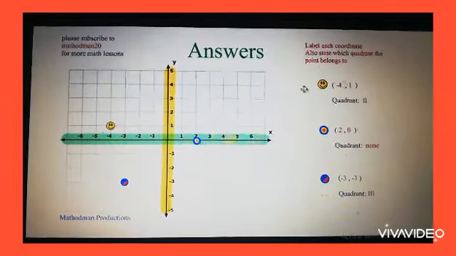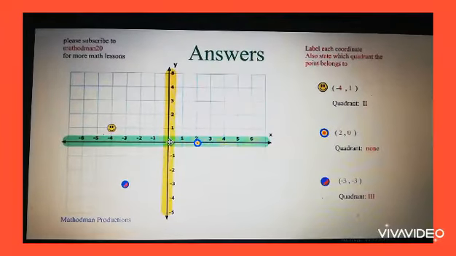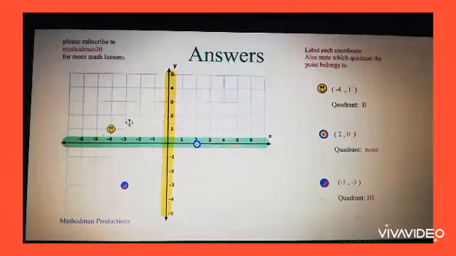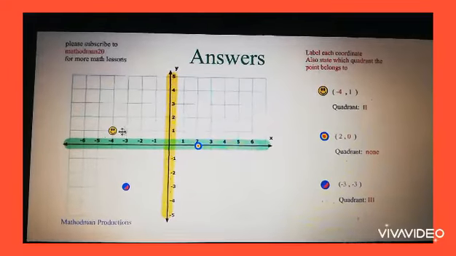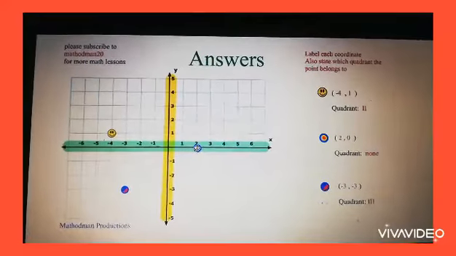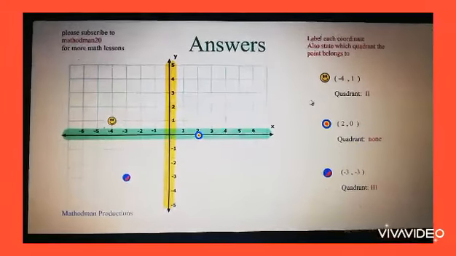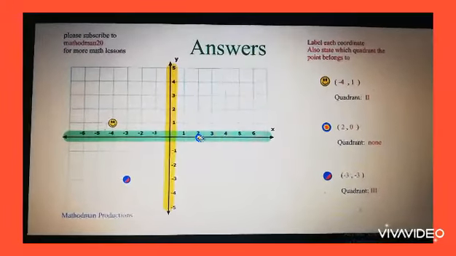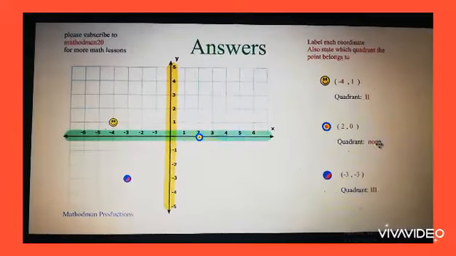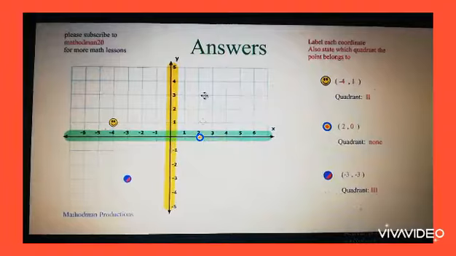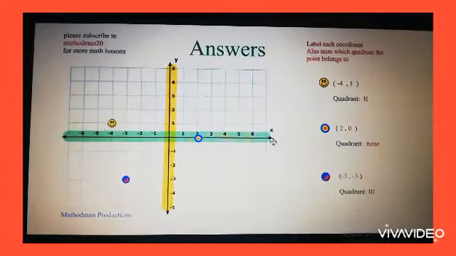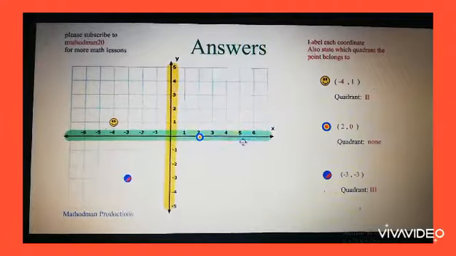Did you get them correct? The x and the y coordinates for the happy face are -4 and -1, and it's in quadrant 2. The x and the y coordinates for the target are 2 and 0. 0 because there's no movement in the y-axis. And the quadrant will be none because it is placed over an axis.